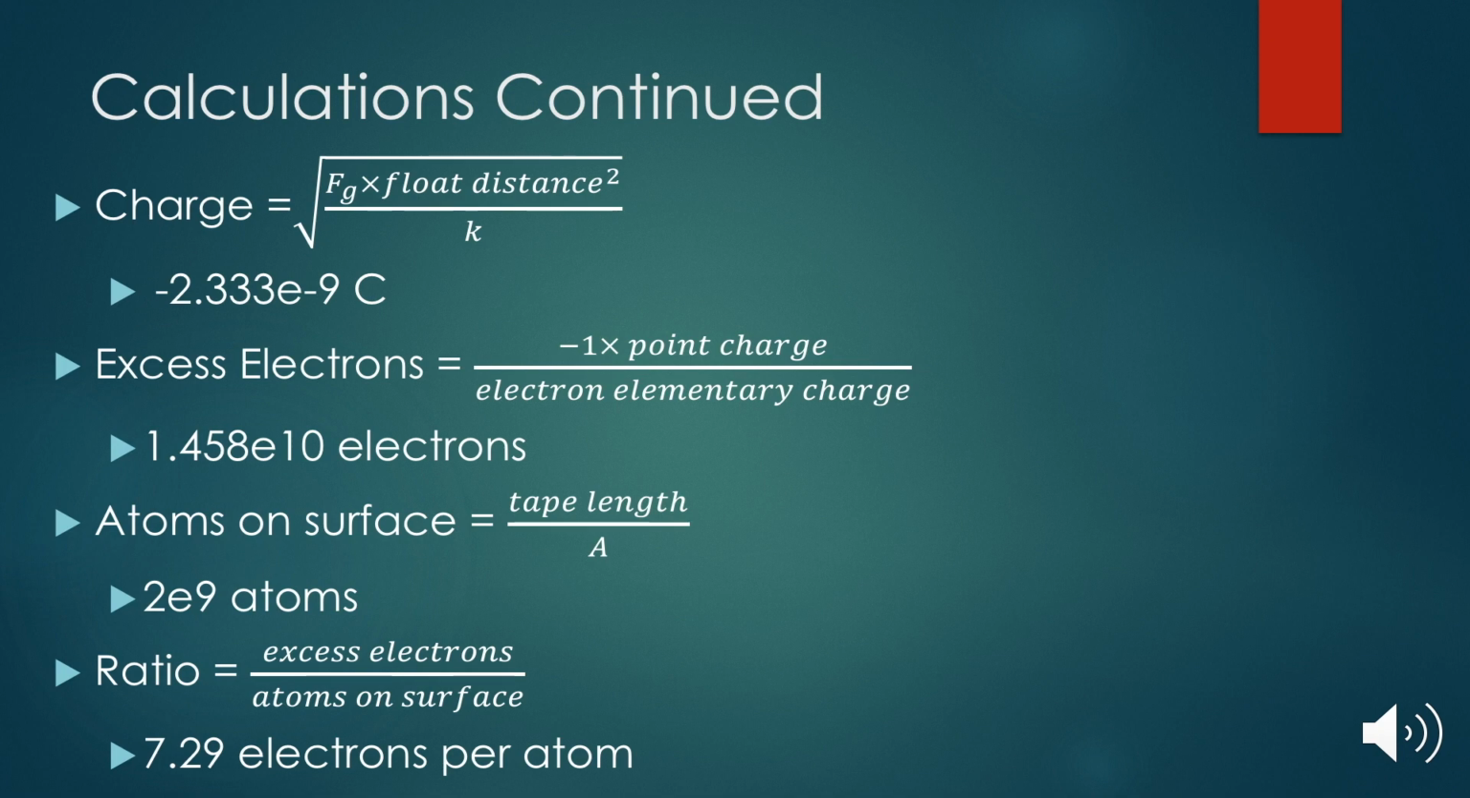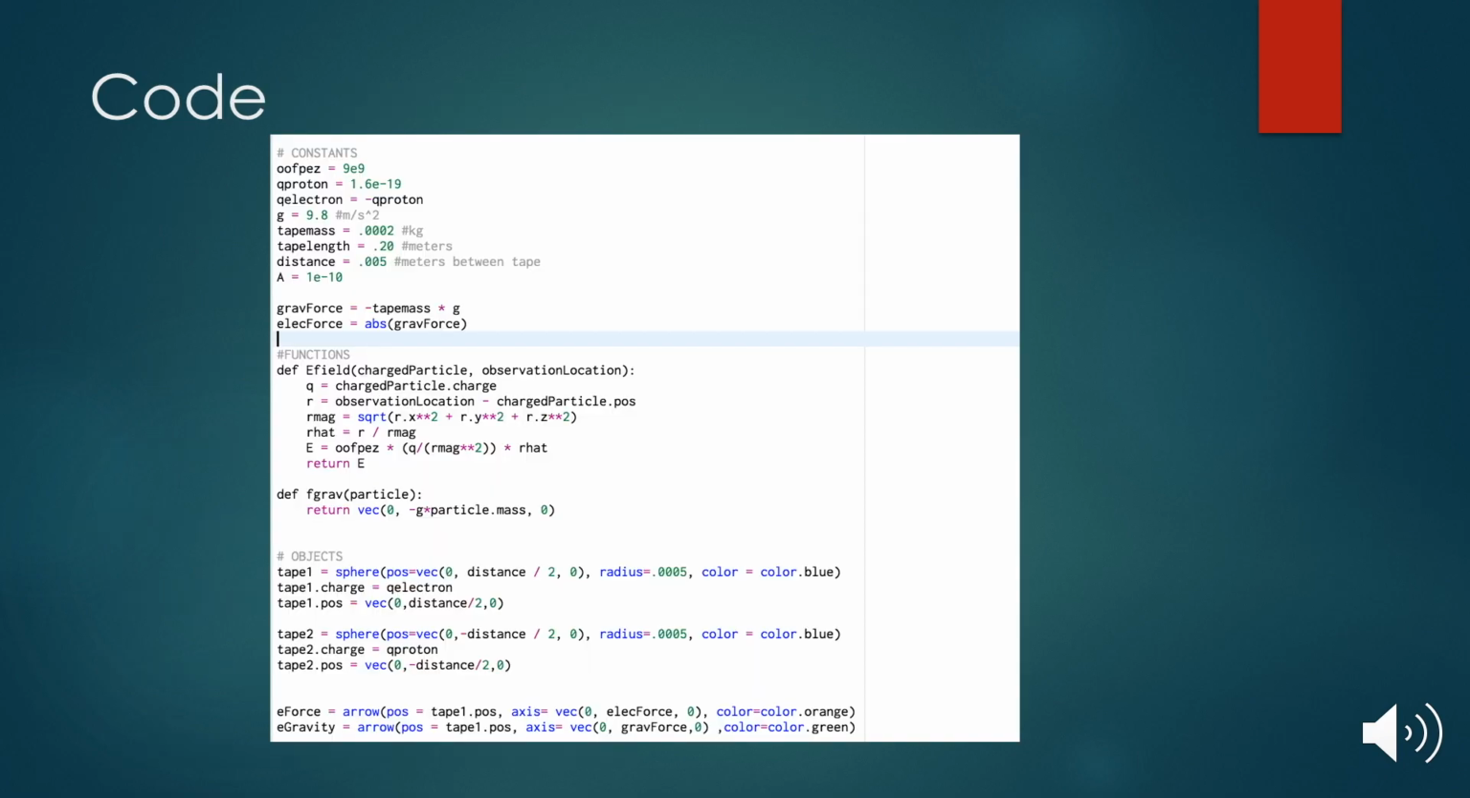The atoms on the surface was found by dividing the tape length by a, and that came out to 2 times 10 to the 9 atoms. And then the ratio of electrons to atoms was found by dividing the excess electrons by the atoms on the surface, and that came out to be 7.29 electrons per atom.